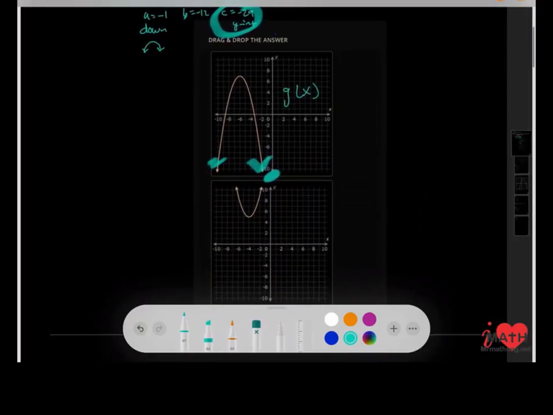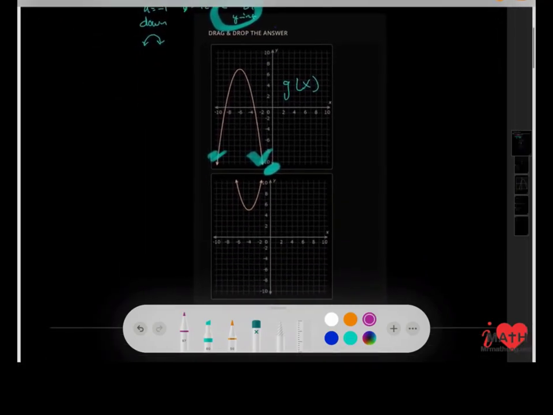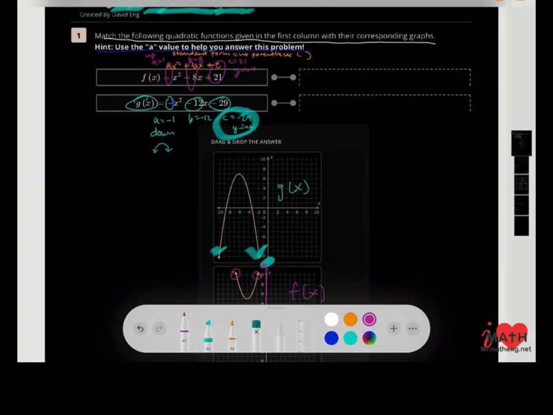And then this graph up here, down here, you'll notice that the y-intercept is going to be a positive number up here, right? And it's also facing up. So this is going to be my f of x graph.